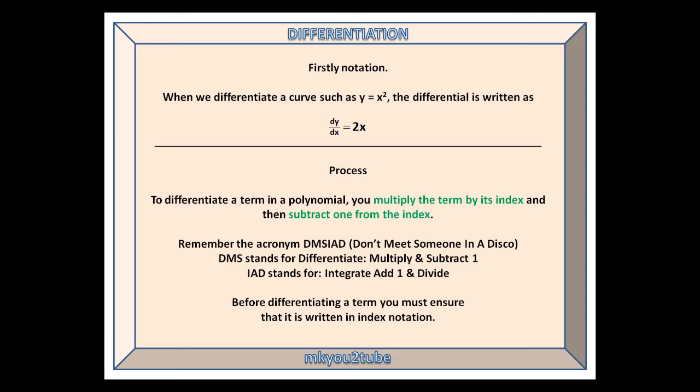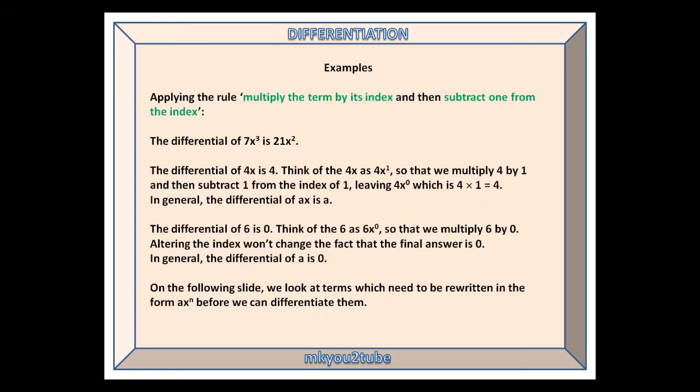To differentiate a term in a polynomial, you multiply the term by its index and then subtract 1 from the index. Remember the acronym DMSIAD. Don't meet someone in a disco. DMS stands for differentiate, multiply and subtract 1, and IAD stands for integrate, add 1 and divide. Before differentiating a term, you must ensure that it is written in index notation. Now we shall look at some basic examples.